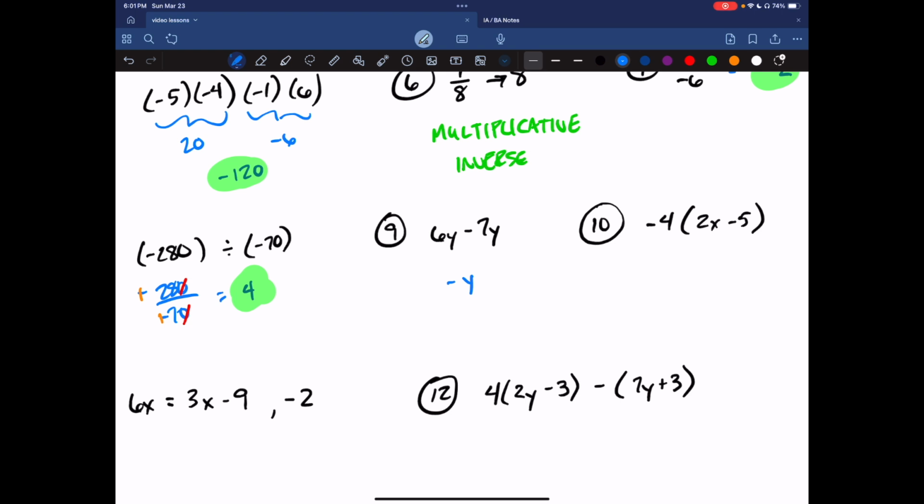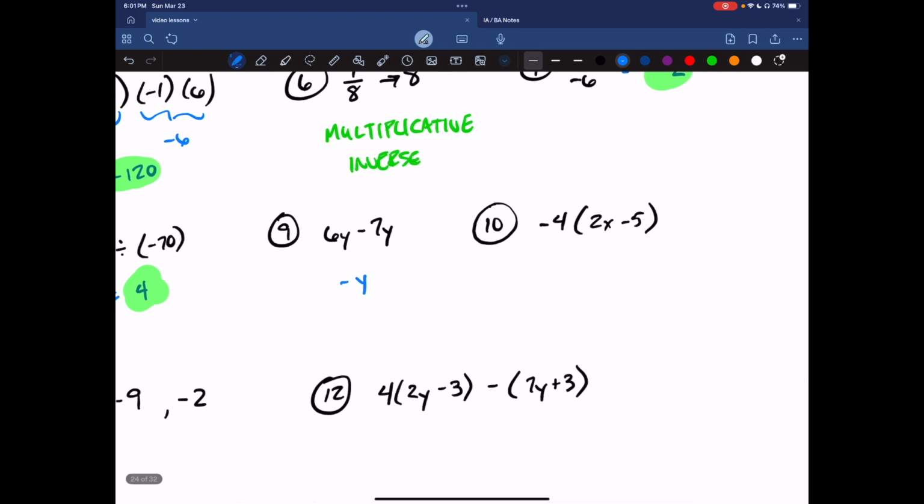Okay. And then on 10, another big deal about algebra is there's this big concept called the distributive property. And that's what we're doing here. It's just fancy multiplication. You're multiplying something on the outside to something on the inside. So I'm going to take the 4, I'm going to give it to everything on the inside. And so that's going to be negative 8x and then positive 20. And that's your answer.